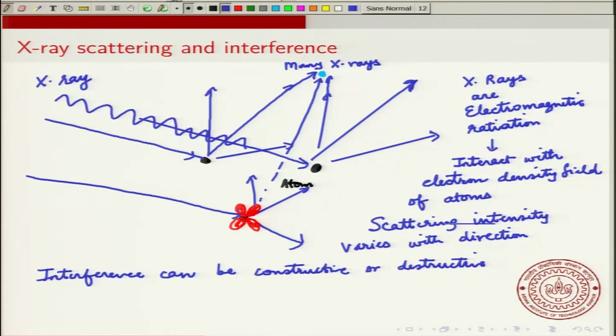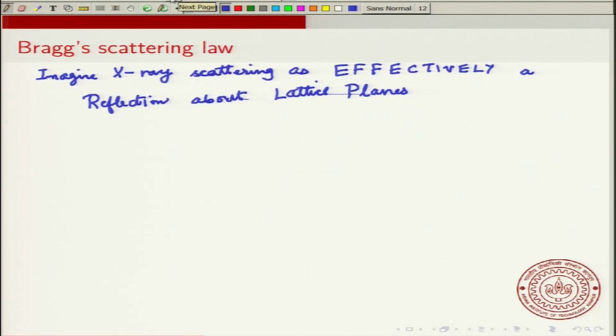However, you can look at X-ray scattering, at least as far as the interference process is concerned, effectively as a reflection about lattice planes. So what this allows you to do is to look at this family of lattice planes.